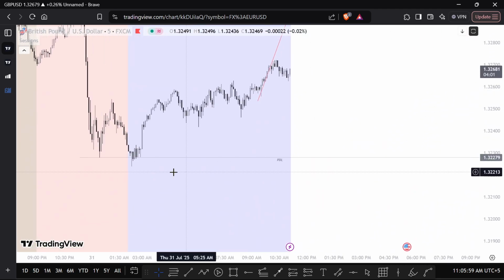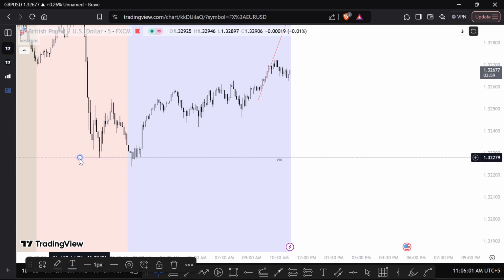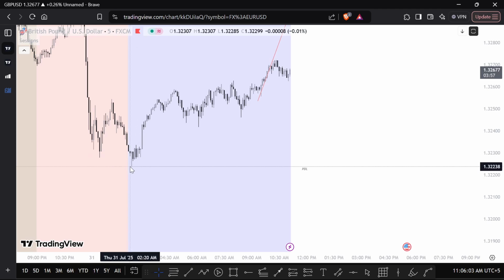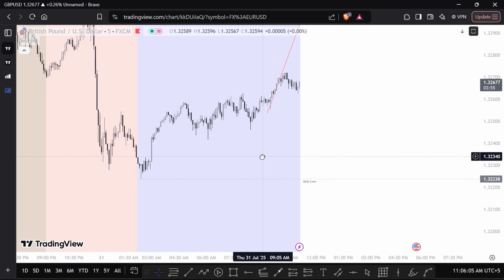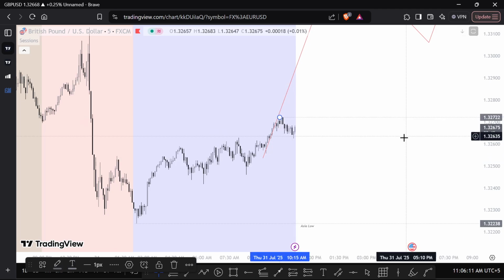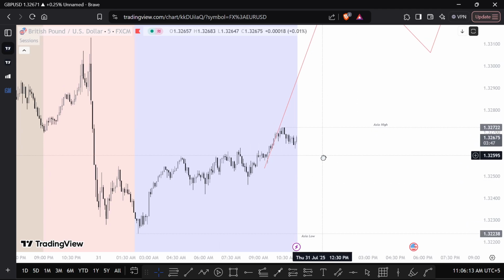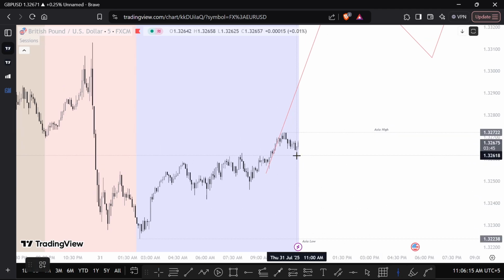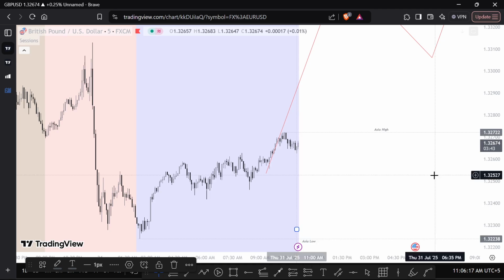Now the previous day low has already been swept in Asia, so we are now going to be marking out the Asia low, because previous day low is actually now invalid for us. There's no point of marking it out, so that's the point. Now Asia low, Asia high, completely fine. Let's mark the Frankfurt window.